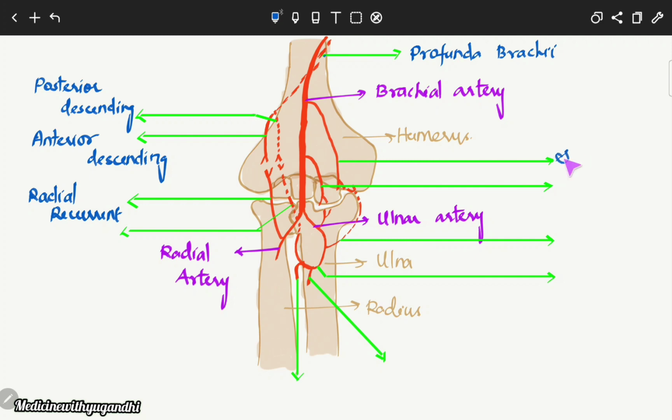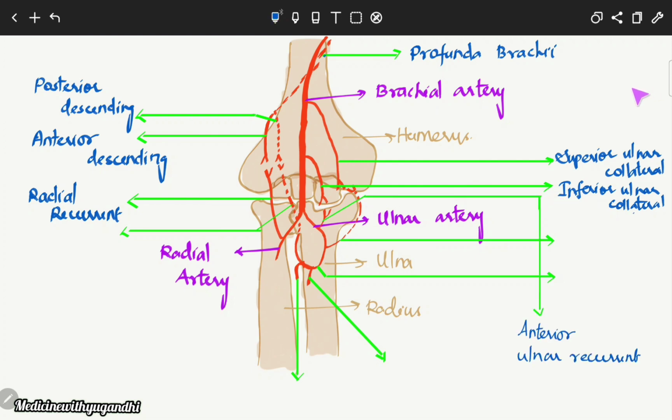So this is the superior ulnar collateral and this is the inferior ulnar collateral. Then here you can see the ulnar artery from which there arises anterior ulnar recurrent artery. So this is anterior ulnar recurrent artery. And here you can see the posterior ulnar recurrent branch. So this one is arising from the ulnar artery. This is the posterior ulnar recurrent artery.